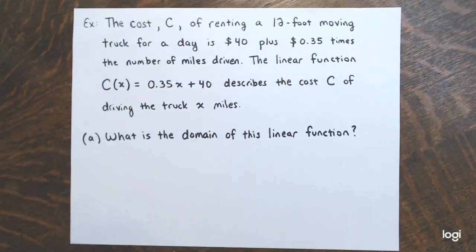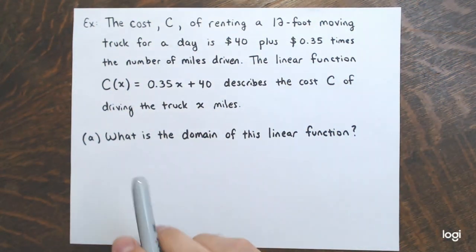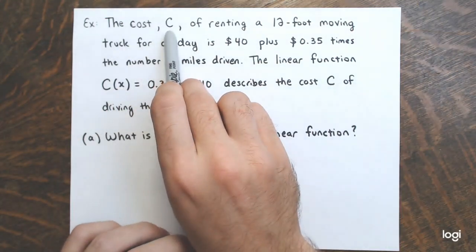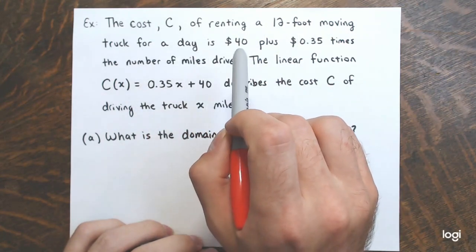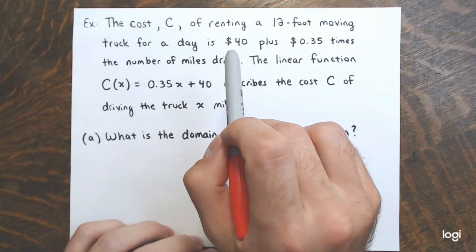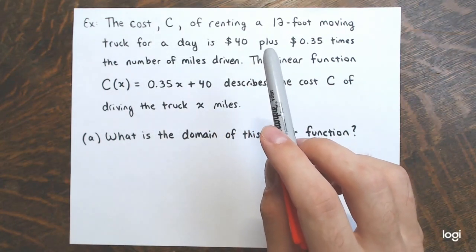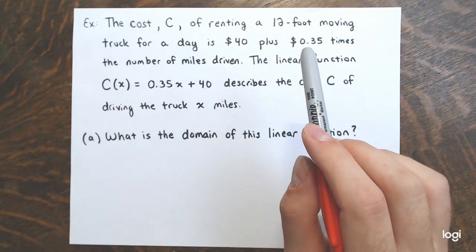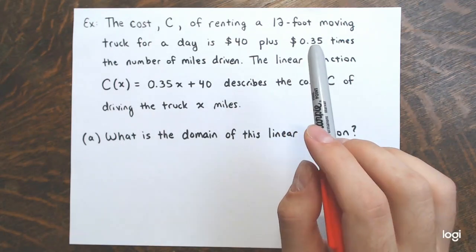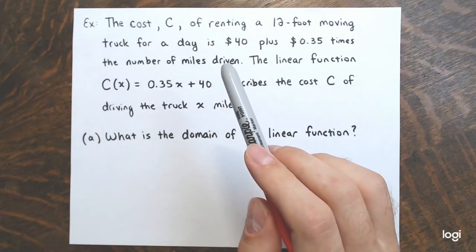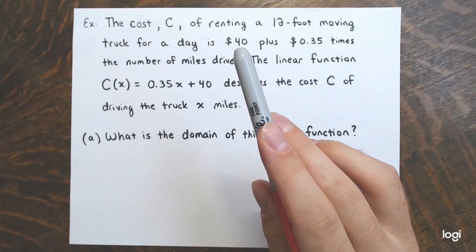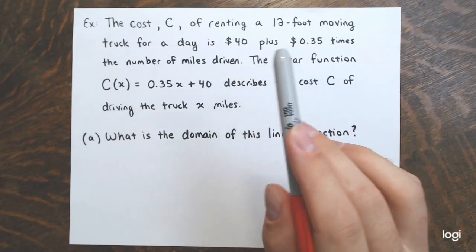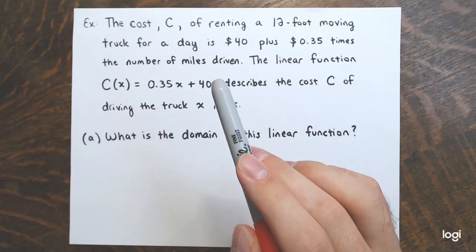Okay, so my example is this. Let's read it. The cost, which will be represented by the variable C, of renting a 12-foot moving truck for a day is $40. So it looks like the cost units is in dollars. Plus, on top of this $40, 35 cents or $0.35 times the number of miles driven. In other words, it costs you $40 to rent it for the day and an additional 35 cents for each mile you drove that day.